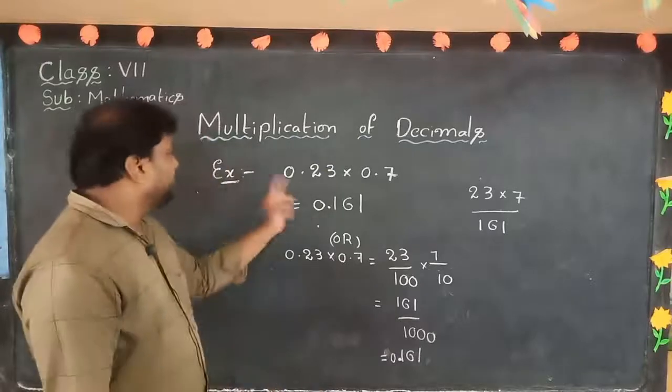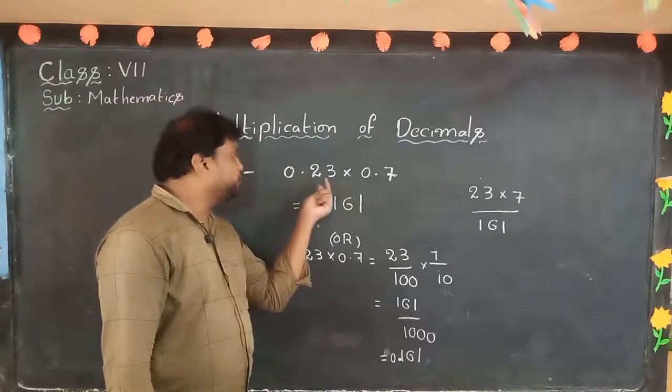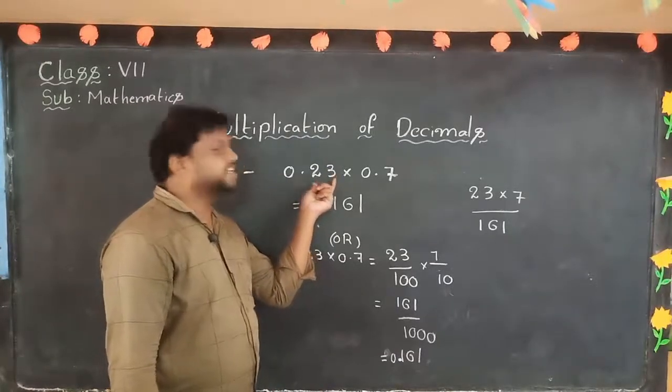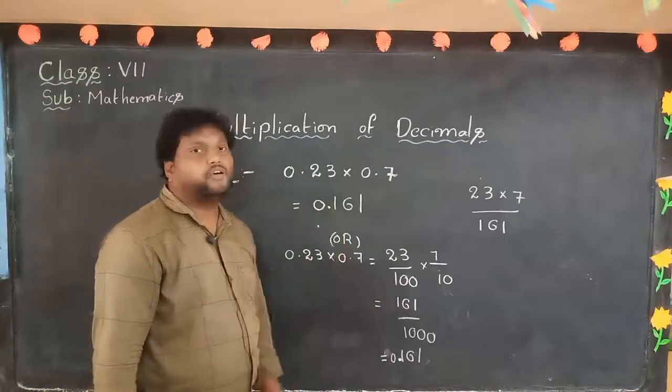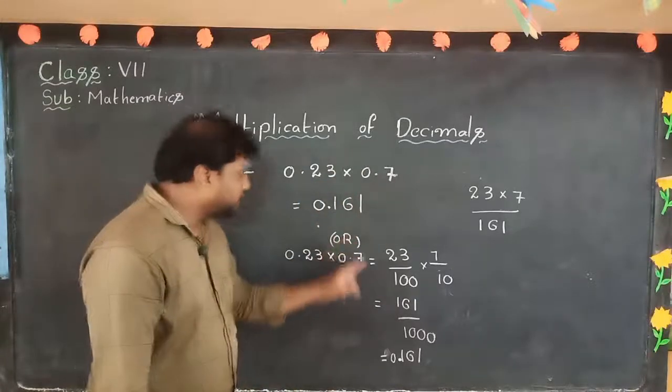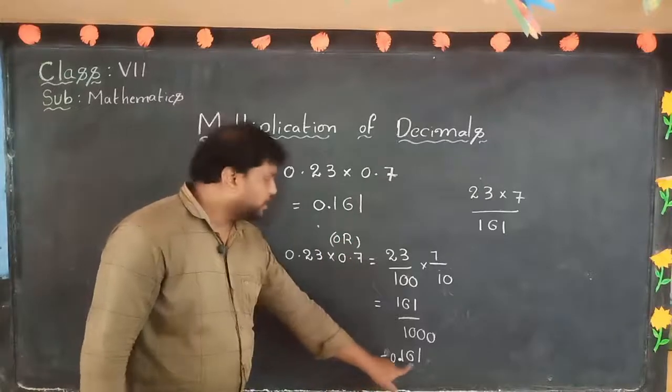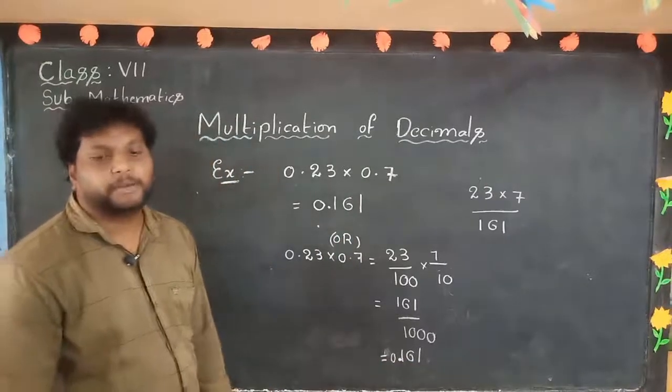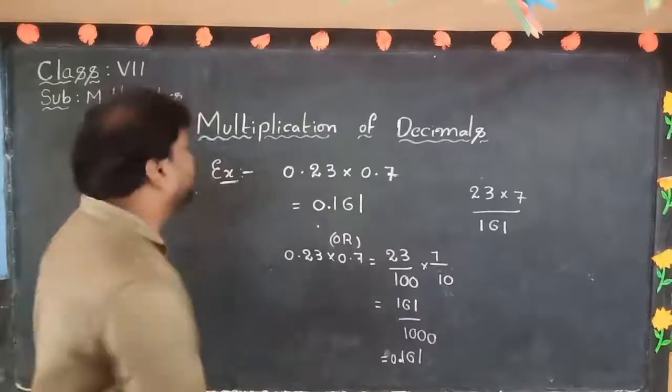Observe once again: in the first term we have 2 digits in the decimal part. In the second term we have 1 digit in the decimal part. That's why in the final answer we got 3 digits in the decimal part. This is the multiplication of decimals.